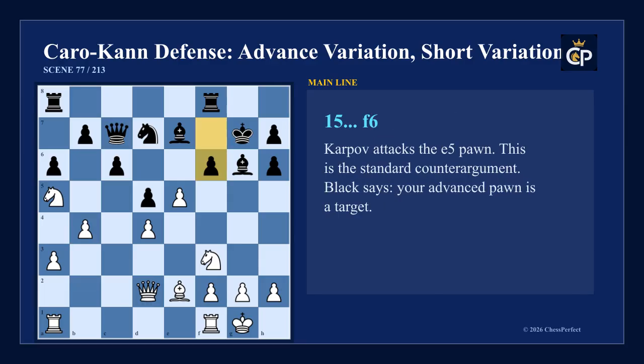f6. Karpov attacks the e5 pawn. This is the standard counterargument. Black says, your advanced pawn is a target.